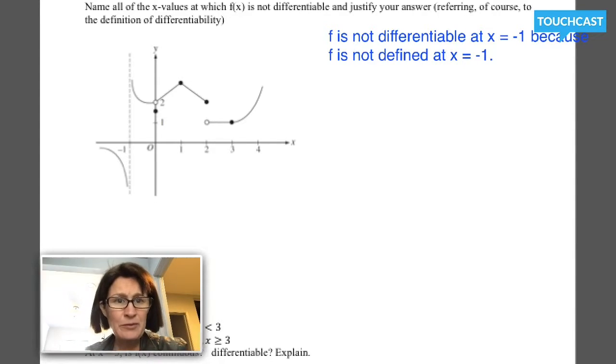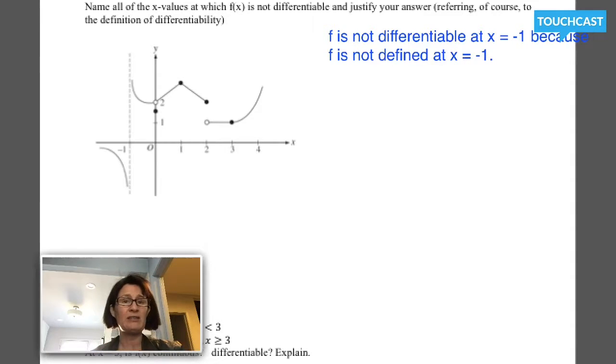So never attempt to find a derivative and then figure out what the value of the derivative is at a place where the original function wasn't even defined. It's not going to happen. So this is my answer. F is not differentiable at x equals -1 because f is not defined at x equals -1. The next place, I'm just going to go from left to right. The next place where I notice a problem is at x equals 0.